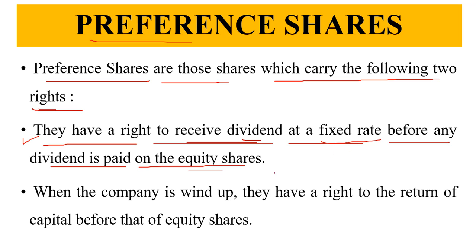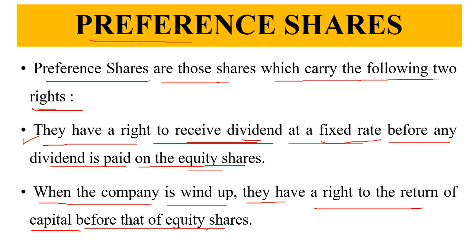at a fixed rate. Second is when the company is wound up. When the company is wound up, means when the company is closing, the preference shareholders have the right to return of the capital before that of equity shares, means before the equity shareholders, the preference shareholders have the right to receive the capital. So if these two rights are fulfilled, then the shares are called preference shares.